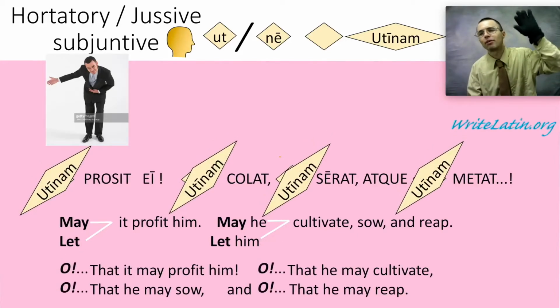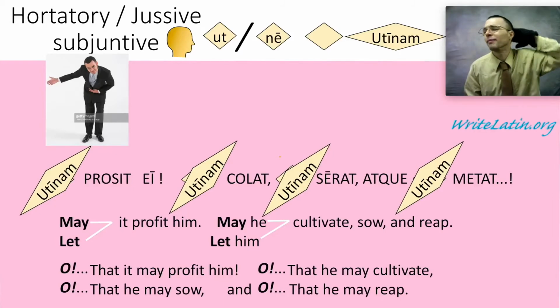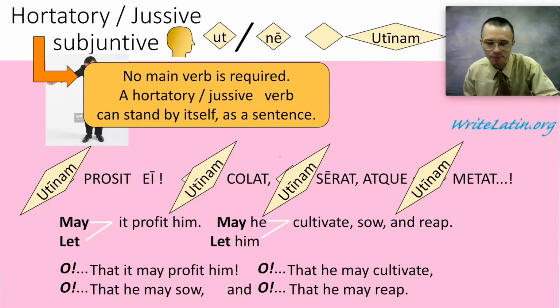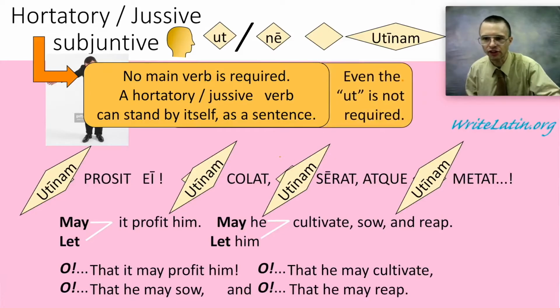Oh, that it may profit him. Oh, that he may reap. So this is ways to ham it up. Notice in all of these, there is no main verb anywhere. It is a hortatory subjunctive verb, can stand by itself as a sentence, and it doesn't even need the ut.